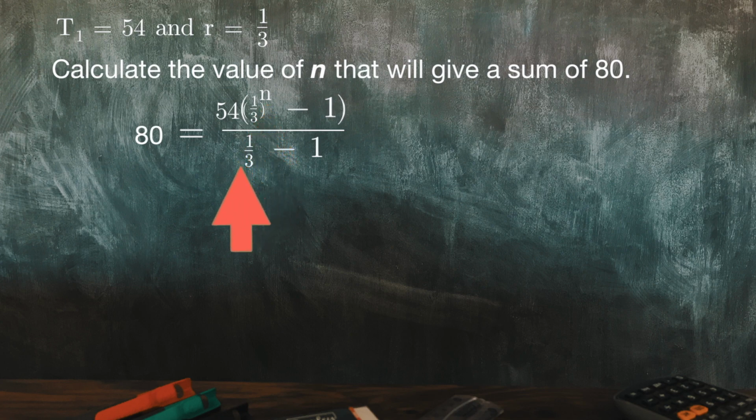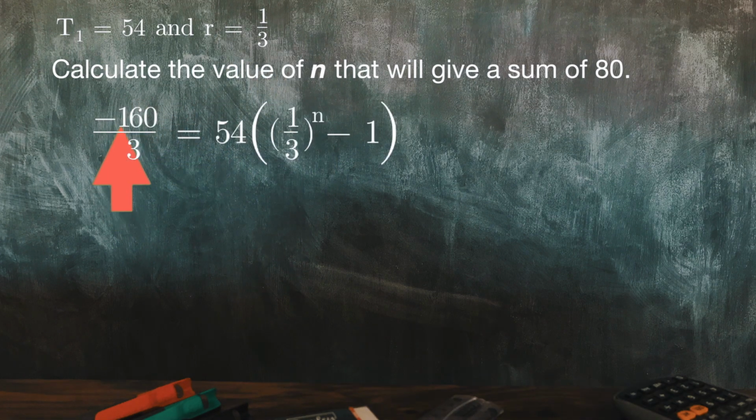Now, how will we do that? Well, we will simply say a third minus 1, which is minus 2/3. And because this is a denominator, we will multiply with it on this side to get rid of it. So we have 80 multiplied by minus 2/3. And that will give us minus 160 over 3.